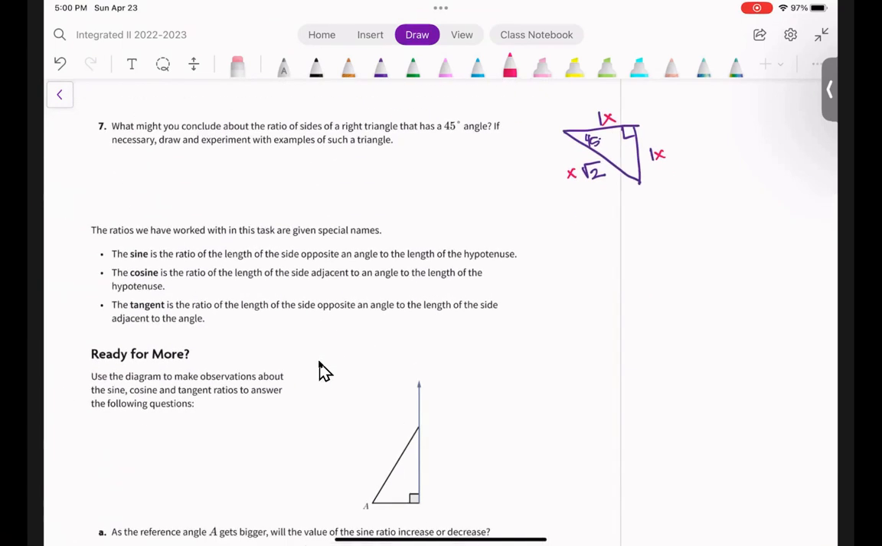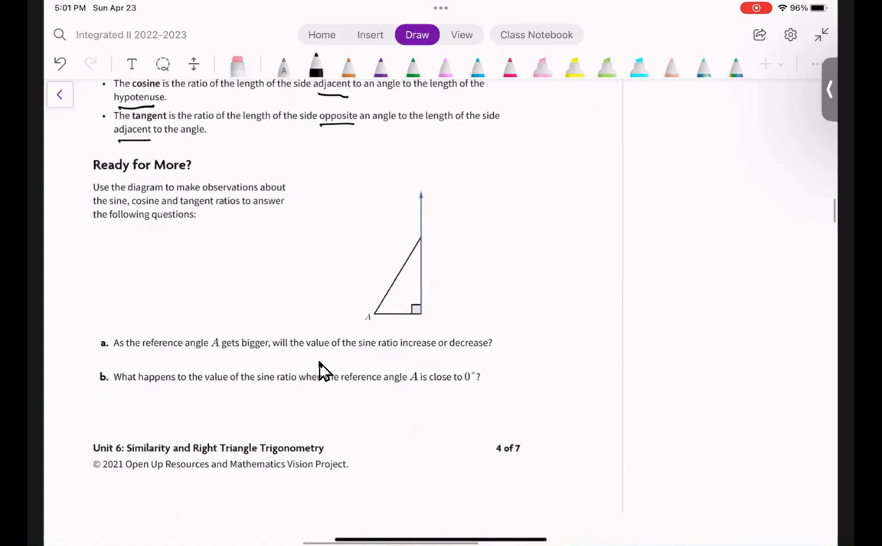So the ratios we worked with in this task have special names: sine, cosine, and tangent. If you've ever heard of this phrase, SOH CAH TOA, you'll hear me saying it a lot. Sine means opposite over hypotenuse. Cosine means adjacent over hypotenuse. And tangent means opposite over adjacent. So you'll hear me saying these over and over and over again.